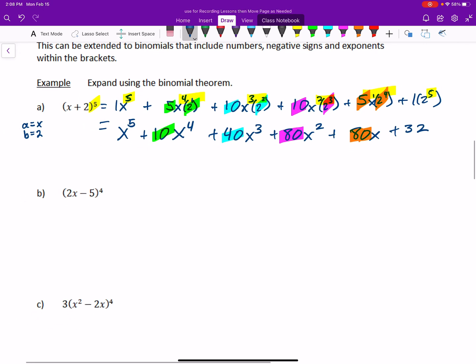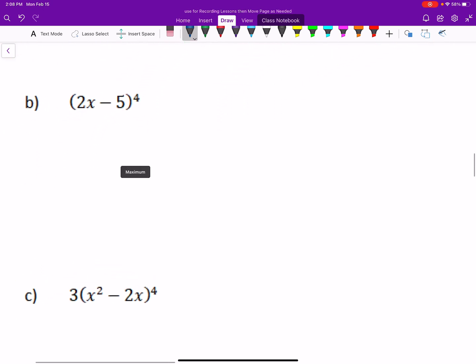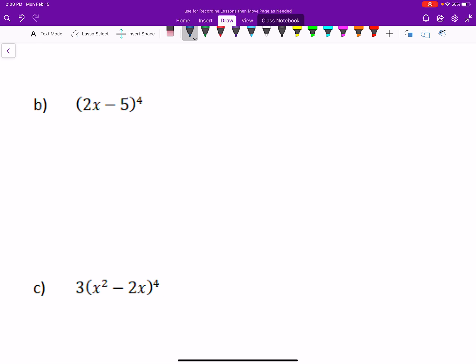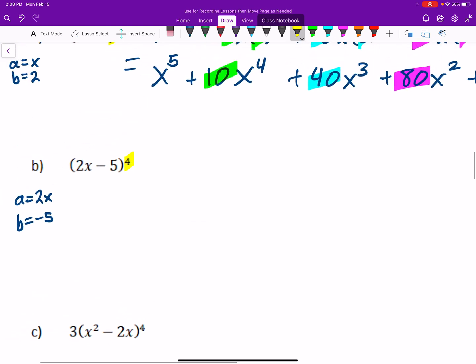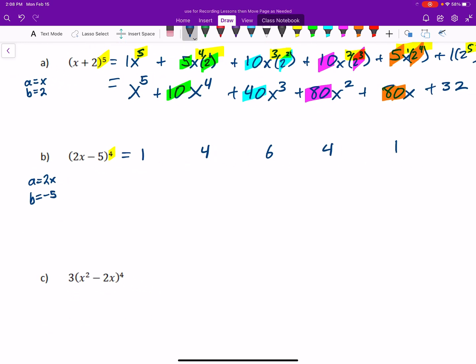That's all we do. All that changes from one to the next is what I'm going to let my a value be and what's going to be my b value. In this case, a is 2x and b is negative 5. And it's to the exponent 4 this time. So remember, for the fourth row of Pascal's triangle, it went 1, 4, 6, 4, 1. Did I space those out enough? Maybe I should space them out a bit more.